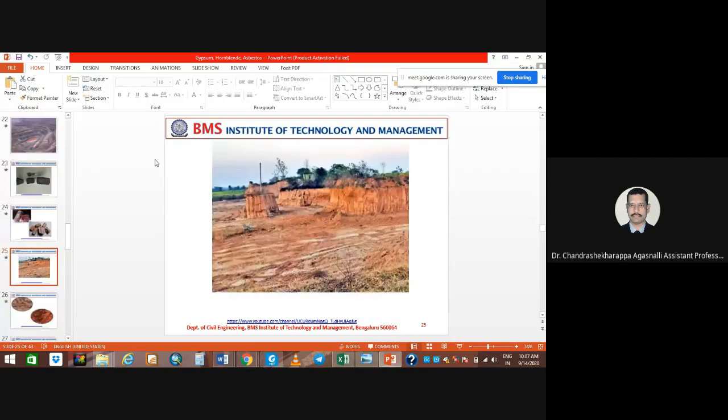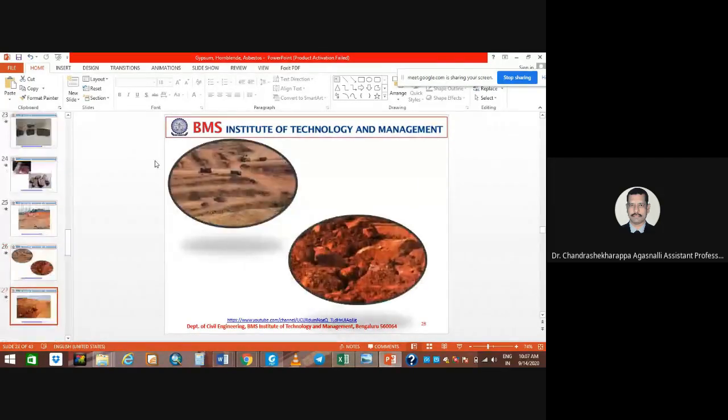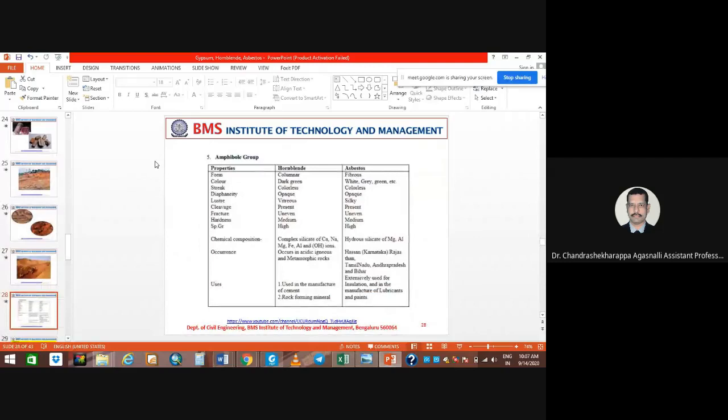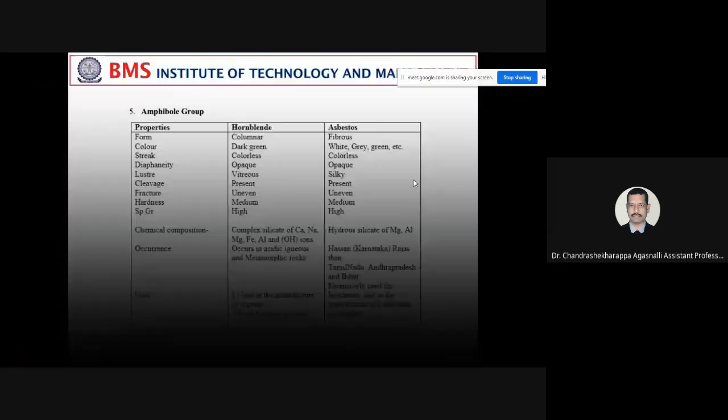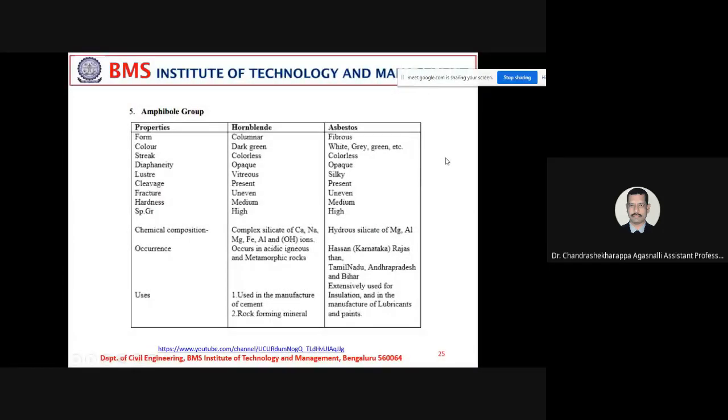Okay, and here we are using asbestos. So next, the group is the Amphibole Group. In the Amphibole Group, there are two minerals: one is hornblende and another is called asbestos. These two minerals come under the Amphibole Group.